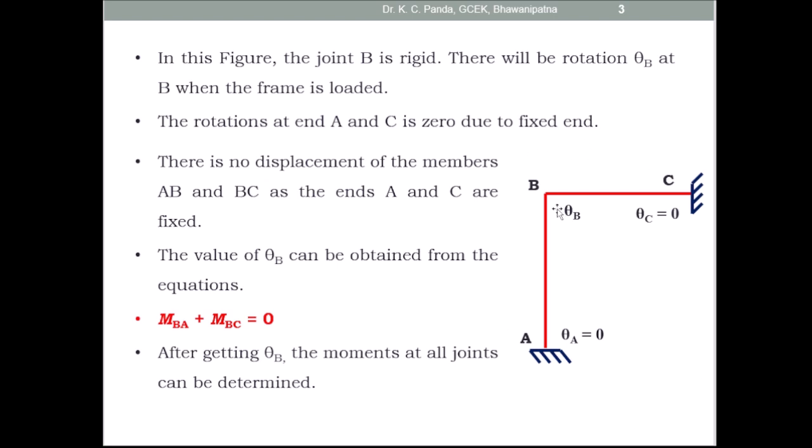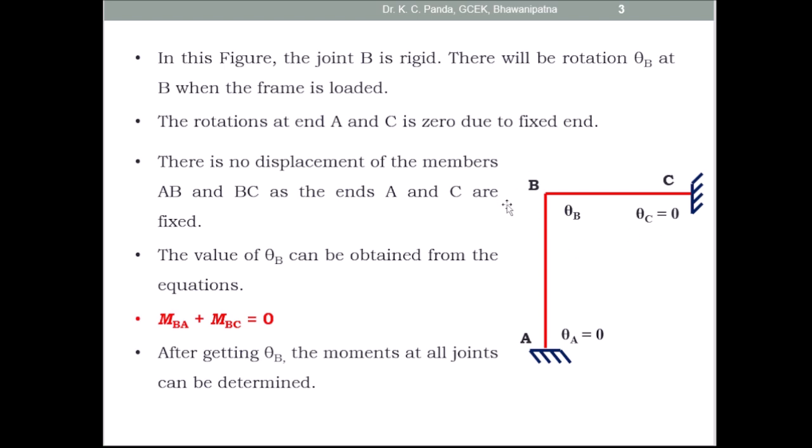Look at this figure. The joint B is a rigid connection and support A and support C are fixed. So at joint B there will be rotation theta B when it is loaded. But at ends A and C the rotation is 0 due to fixed ends. Also there is no displacement of the members AB and BC as the ends A and C are fixed. So the delta is equal to 0.